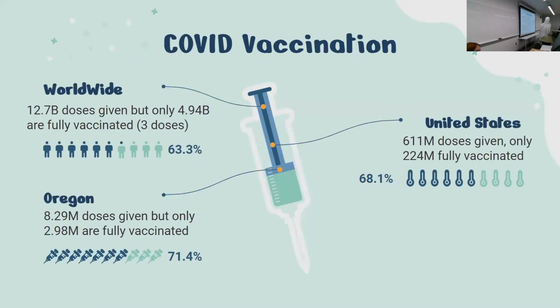We also looked at the vaccination information that we have so far, because we're also interested to see how the number of doses you have affects the usage of IMV, which is basic medical information. About 63% of the people worldwide are fully vaccinated, meaning 3 doses or more. 68% of the US population is fully vaccinated, and about 71% for the population is fully vaccinated.